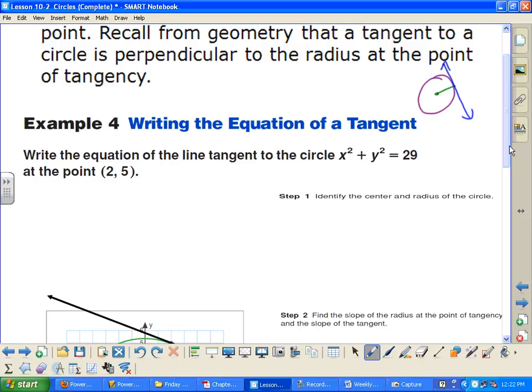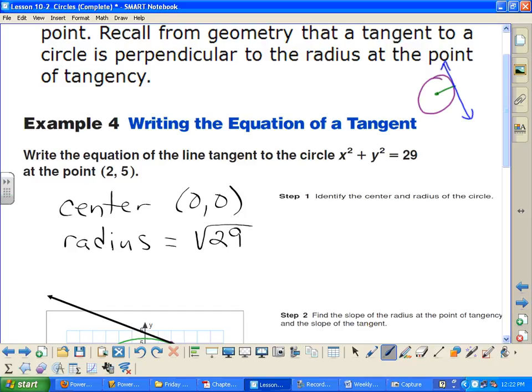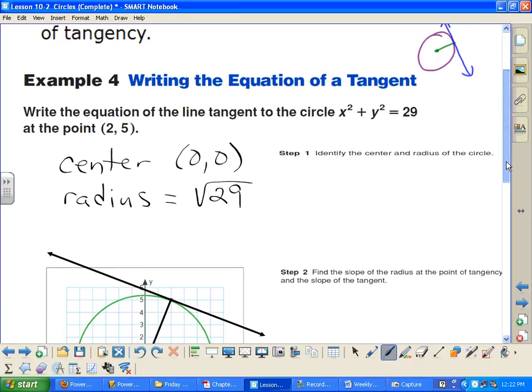So what's the center of this circle? Where's it at? Drew, where's the center? Well, what's the value of h here? Is there an h there? So the value of it would be 0. Okay? And what's the value of k? 0. Okay? So that means that the center of our circle is the origin. And our radius would be square root of 29, because it's x squared plus y squared equals the radius squared. Okay? So we find the center and the radius first of all.